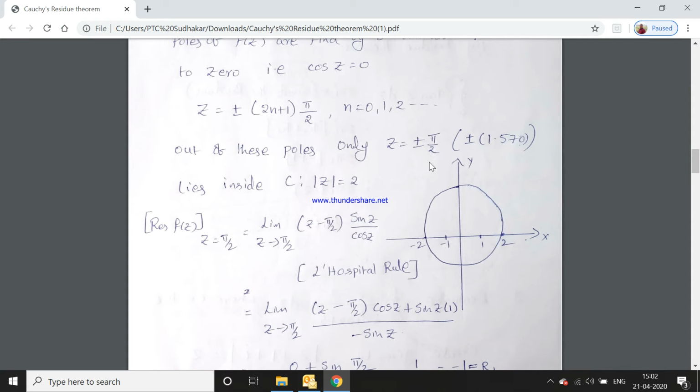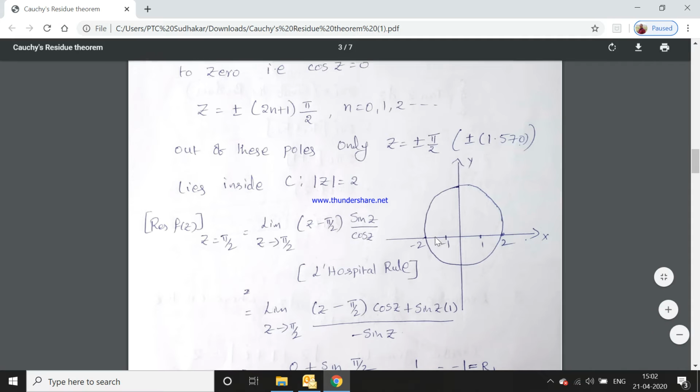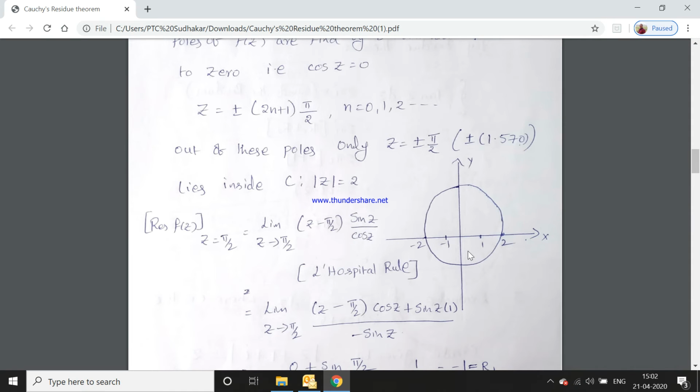You can find the value of pi by 2 in real terms by using pi as 22 by 7. 22 by 7 by 2 means 22 by 14, whose value is 1.570. So plus 1.57 is nearest to 1.5, and here also it is minus 1.5. So both points, plus or minus pi by 2, are inside the given circle mod z equal to 2.